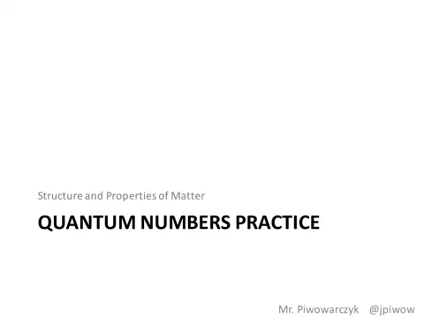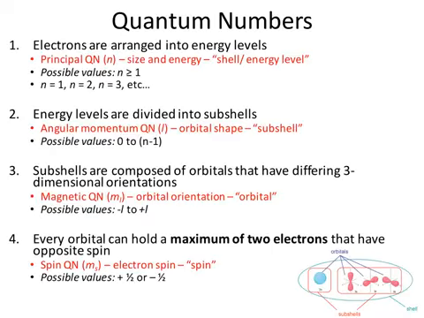Hey folks, welcome to this episode on quantum numbers, and we're going to put this stuff into practice. So just to review, we have our four quantum numbers. Remember that our first three represent the orbitals. Our last one talks about the electrons that are found in those orbitals.